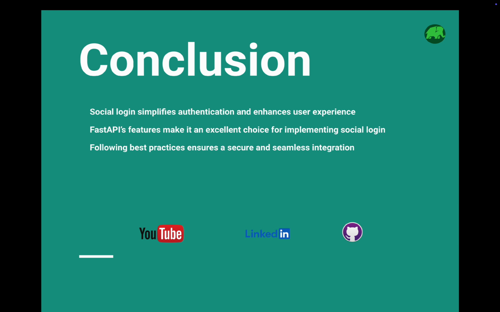Second, FastAPI's robust features like asynchronous support and easy integration with libraries like Authlib make it an outstanding choice for implementing social login. And finally, by following best practices like securing sensitive data, validating tokens, and using HTTPS with tools like Ngrok, you ensure a secure and seamless integration. I hope this tutorial has been insightful and inspiring for your project.